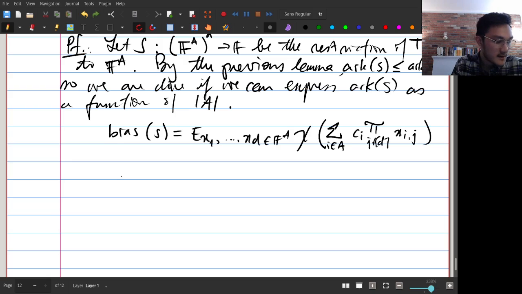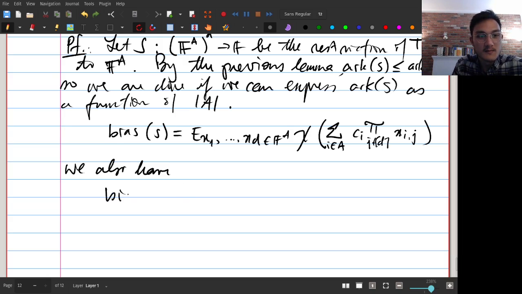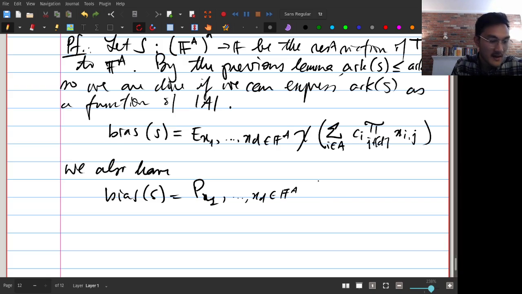Okay, so now we also have, remember what we said about it's actually a probability. So the bias of s is equal to the probability, if we fix x2 through xd in F of a, that the linear form is non-zero. And when is the linear form not identically zero?